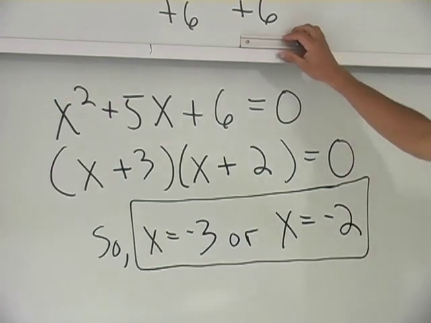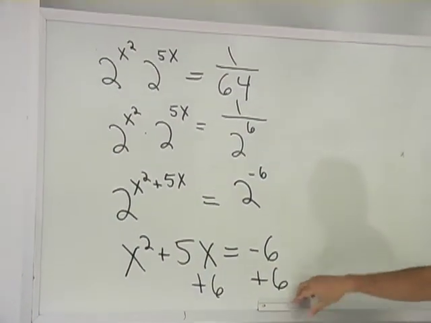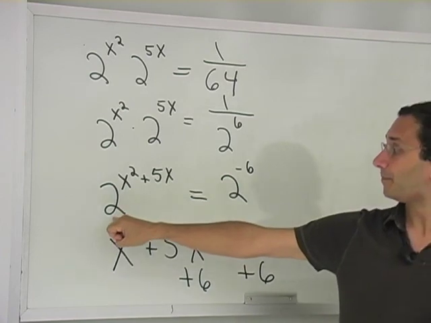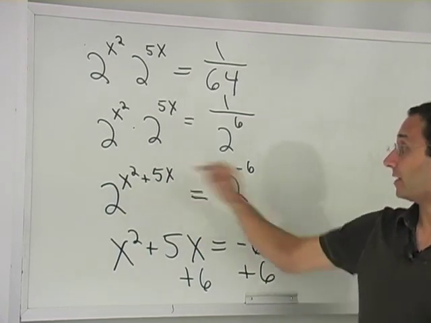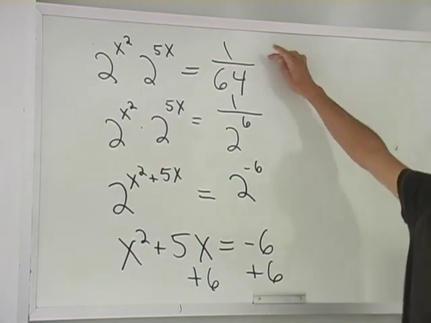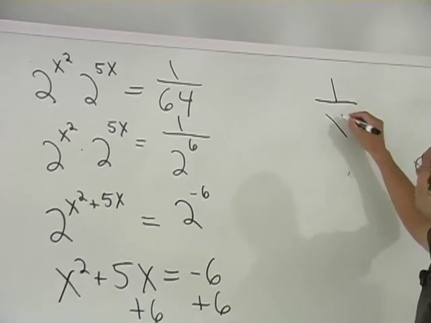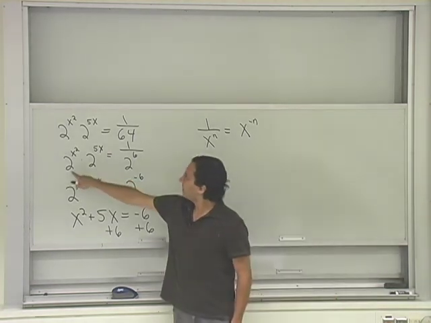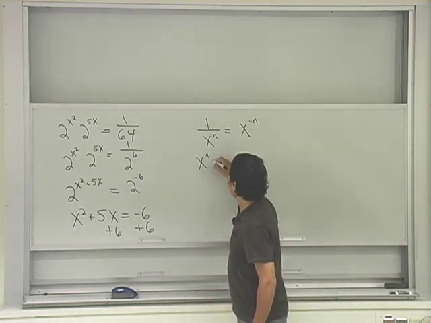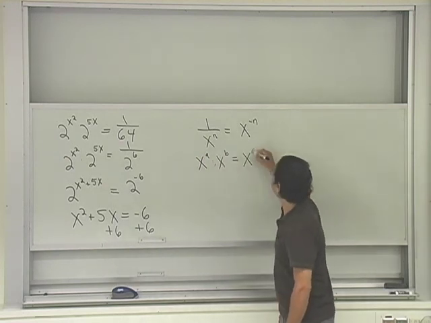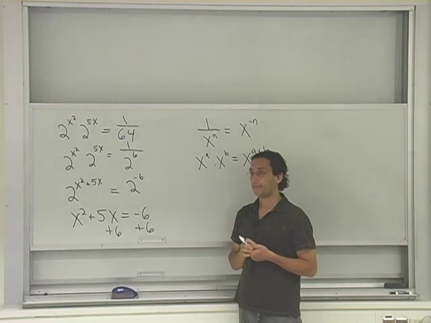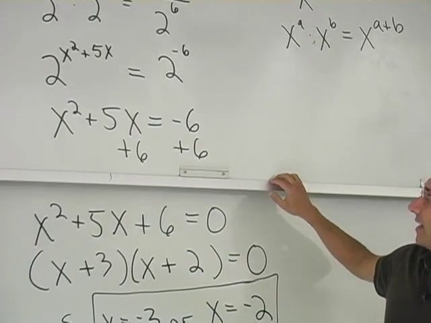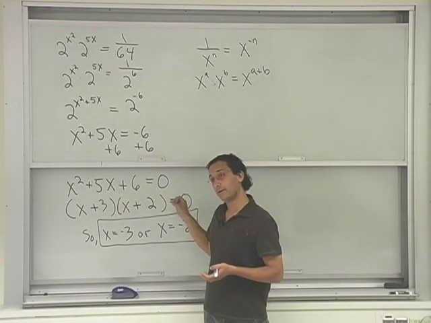So to recap, we started with an exponential equation. And to solve it, our goal was to get both sides with the same base. And then we were going to set the exponents equal to each other. We used one property here, which I can write as 1 over x to the n is equal to x to the minus n. We used another property here, which says that x to the a times x to the b is equal to x to the a plus b. And then we found ourselves looking at a quadratic. And to solve the quadratic, I simply set it equal to 0 and factored it.